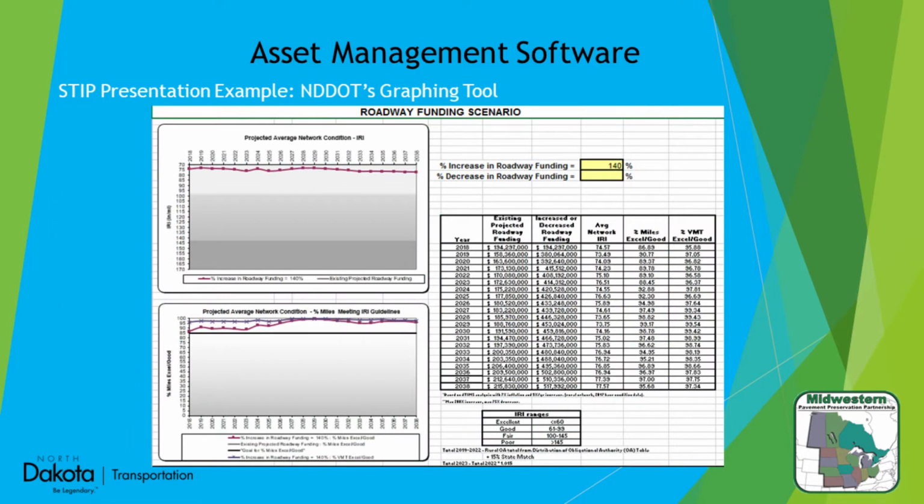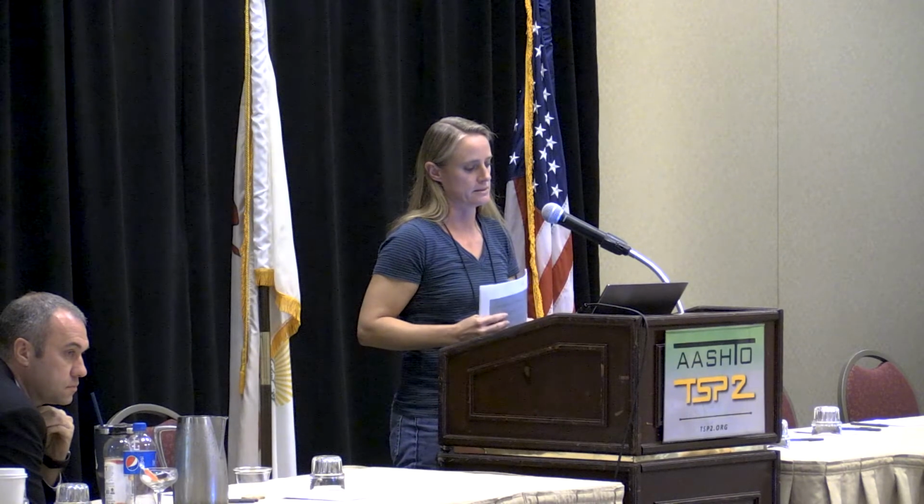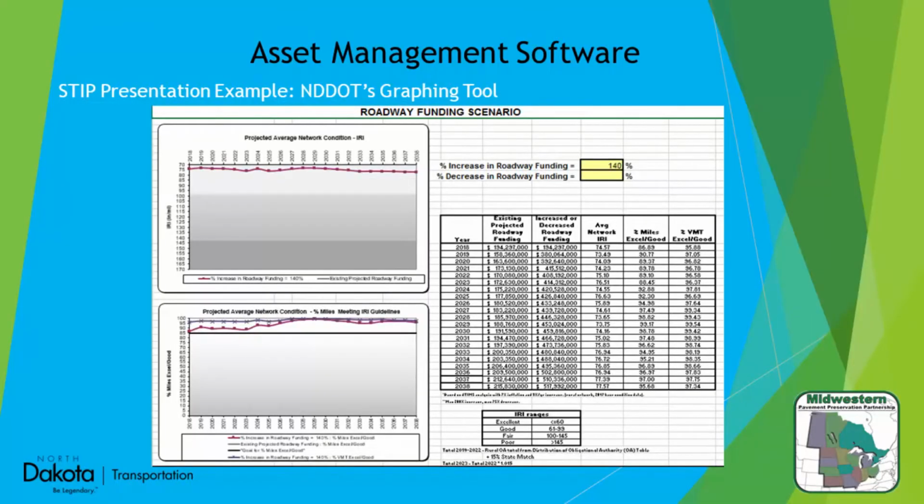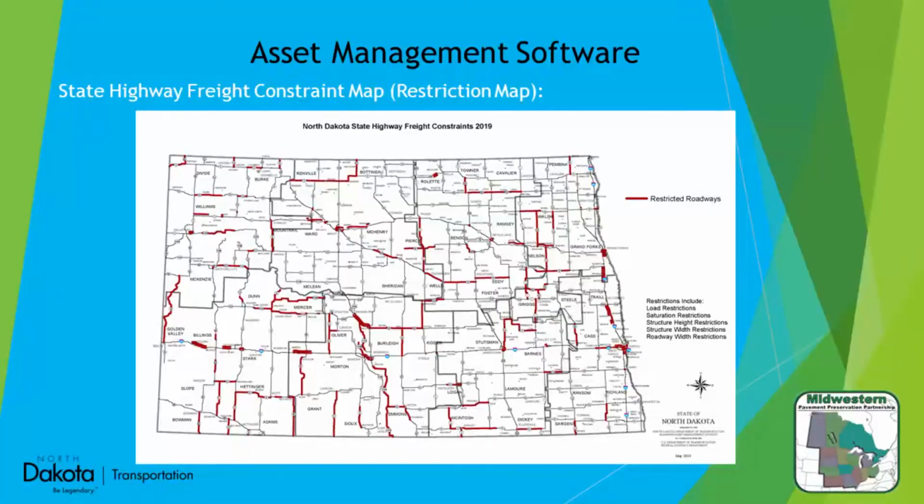And then we have what we call a graphing tool. So this is an interactive tool that in the highlighted boxes, we can put either an increase in budget or decrease in budget. And then once you put that number in there, all the data down there below showing the average network IRI and all of that, that'll change instantly. Upper management likes it, so we can put an increase or decrease in there and they can see what happens to our network IRI over the 20 years. This is an example of the restriction map that I talked about that showed essentially freight bottlenecks.